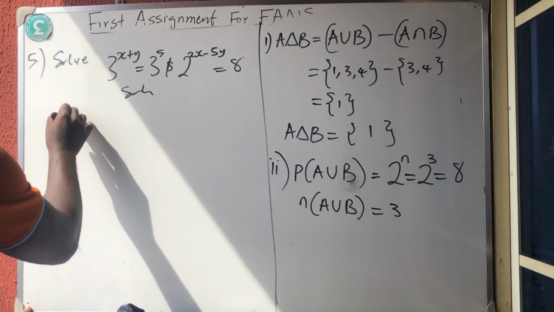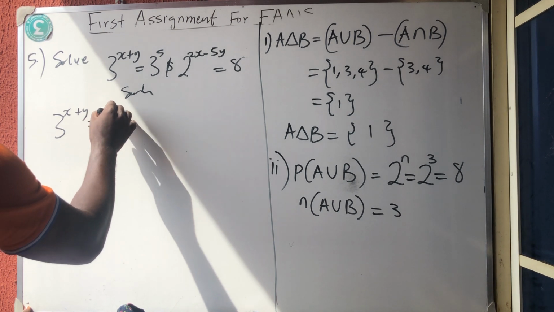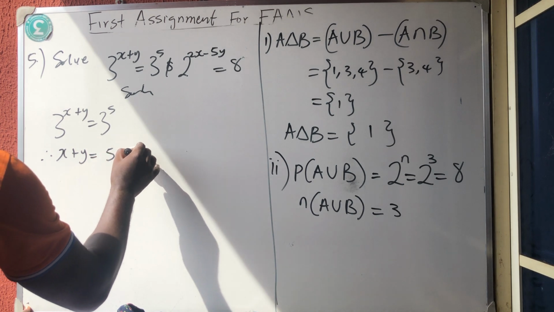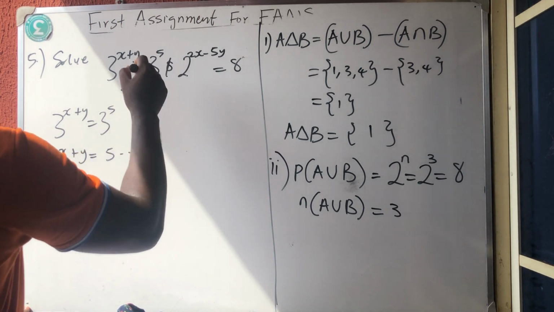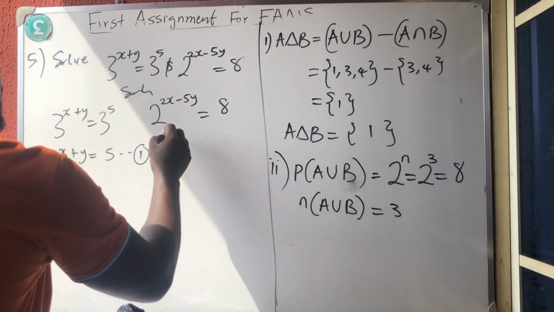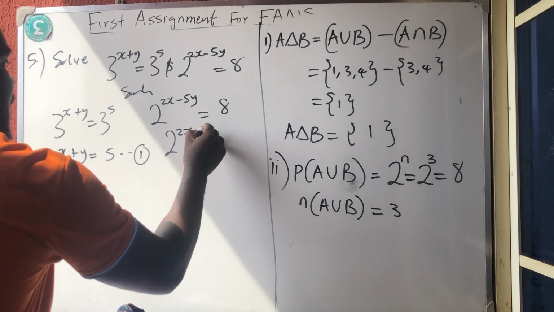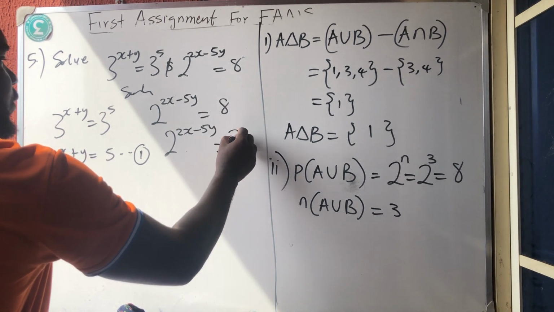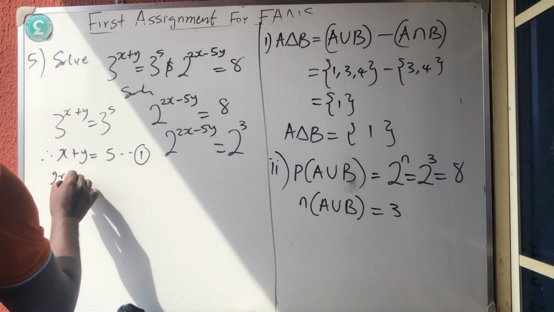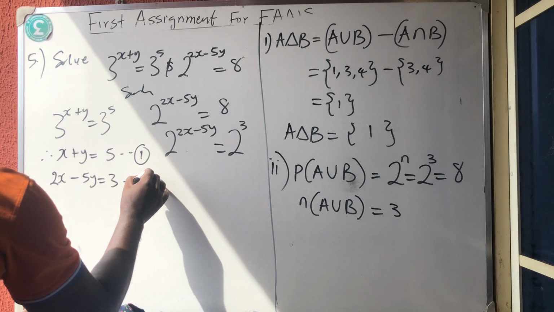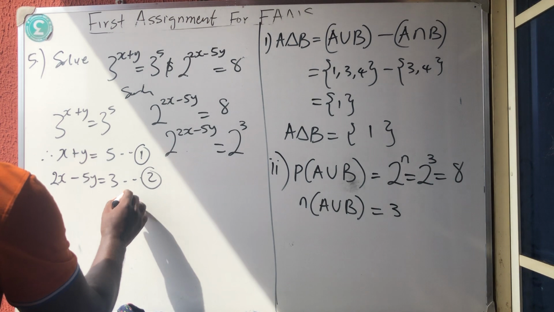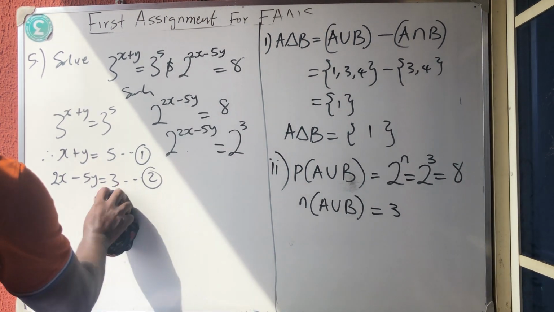Now they gave us that 3 raised to power x plus y is equal to 3 raised to power 5. Now 3 will take care of 3, therefore x plus y is equal to 5, equation 1, okay. From here they gave me 2 raised to power 2x minus 5y is equal to what? 8, which is 2 raised to power 3. Now 2 will take care of 2, therefore 2x minus 5y is equal to 3, equation 2. Now we need to solve equation 1 and 2 simultaneously, okay. So I have solution, solving it simultaneously.